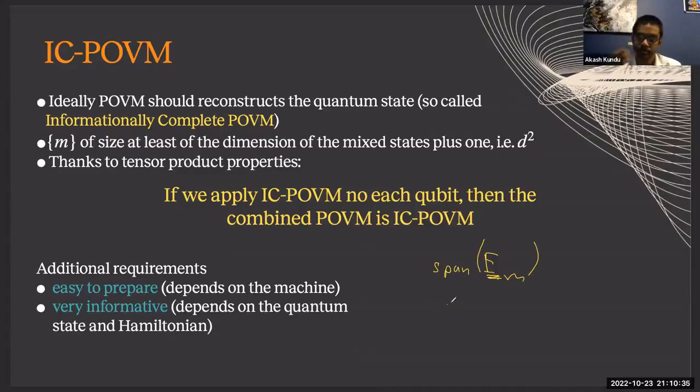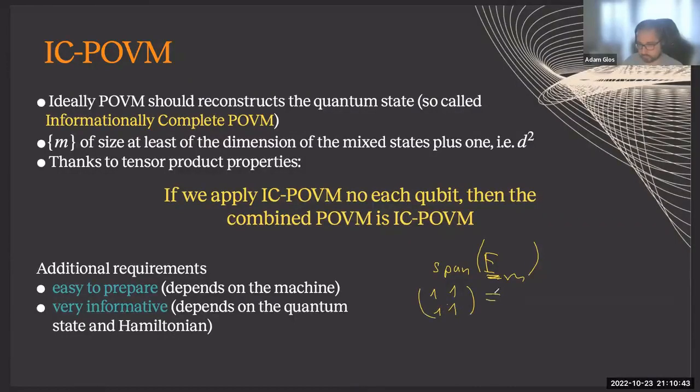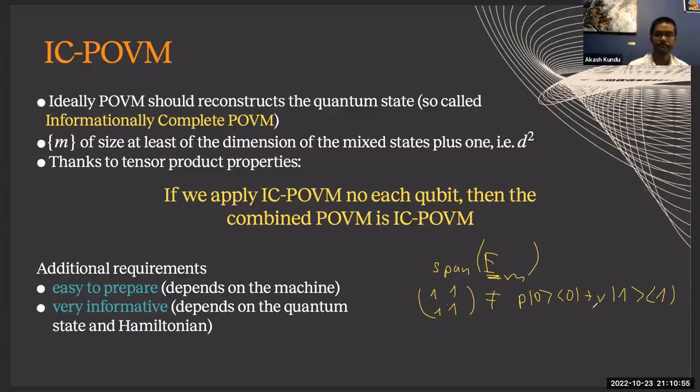For a one-dimensional measurement, this is not true, because, for example, if we consider the operator identity, there is no way that we can represent this as a linear combination of these effects, right? Exactly. So this is a POVM which is not informationally complete in particular. Yeah, that's interesting. Thanks.